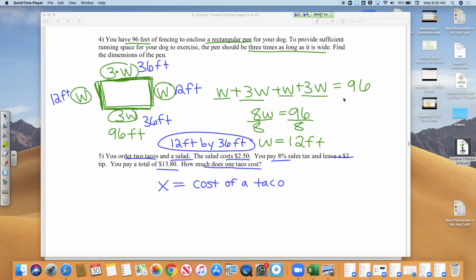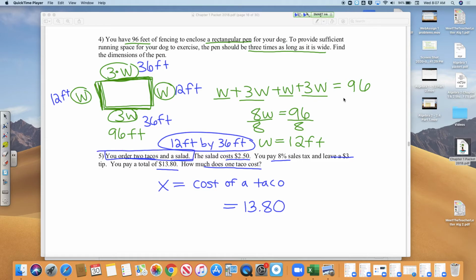And I know that I'm getting a salad, I'm paying sales tax, I'm giving a tip, and all together my total is equal to $13.80. So I'm going to put equal to $13.80, and then I'll insert all the other stuff I have here on the left-hand side. So we know that you order 2 tacos and a salad, all right?